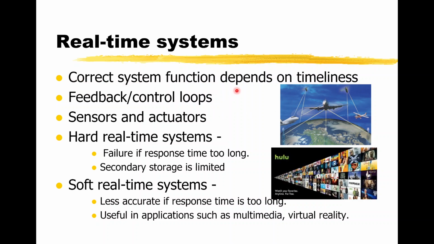So the correct system function depends on timeliness, seriously on timeliness. So the plane must make sure that it gets a signal back immediately. So these are real-time systems. Feedback control loops are very essential. That's how they dodge each other.